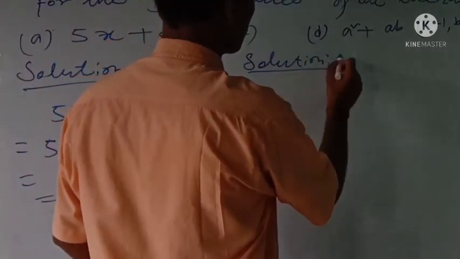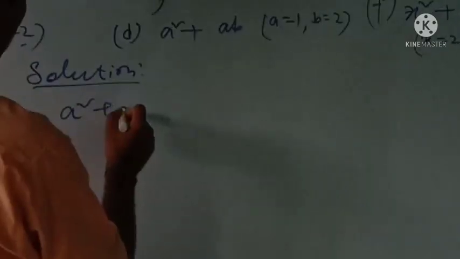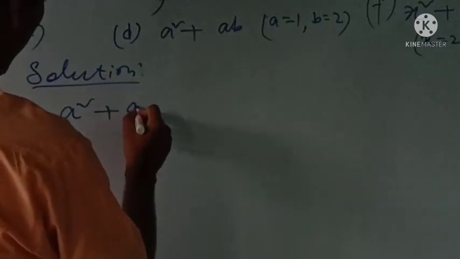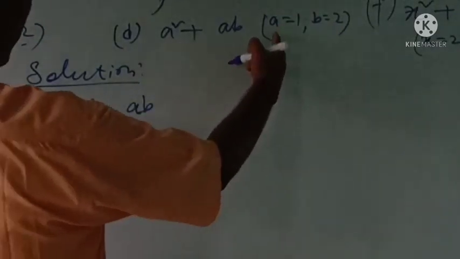Okay, solution to question number D, you've got a square plus ab. The value of a is given as 1, and the value of b is given as 2. We'll put the value of a, that is 1, in place of a, so 1 square, plus again in place of a we put 1. ab means a into b, so 1 into 2. Now 1 square, we know, is 1, plus 1 into 2 is 2, so we get 1 plus 2, 3. Okay, it's very simple.